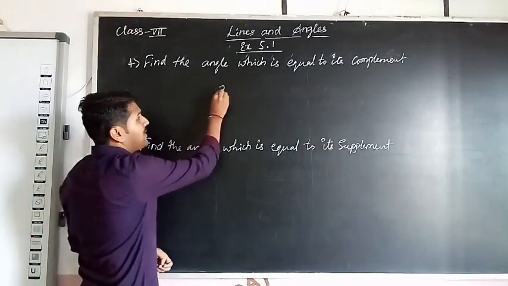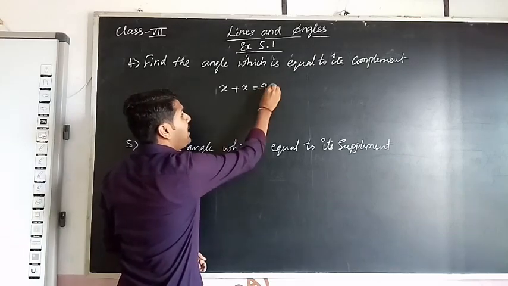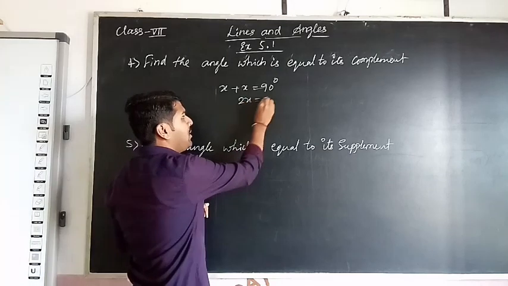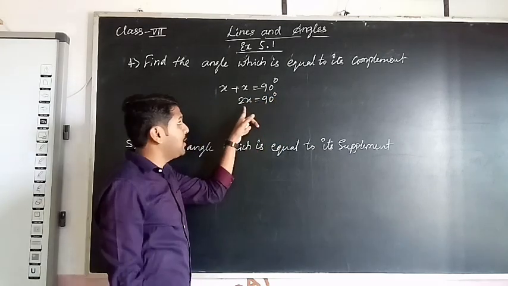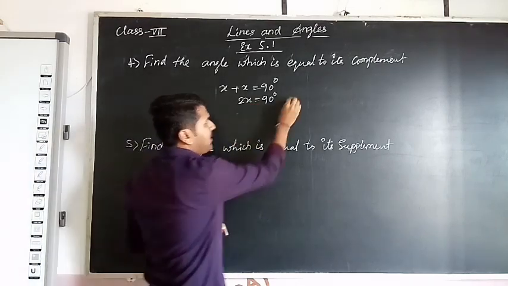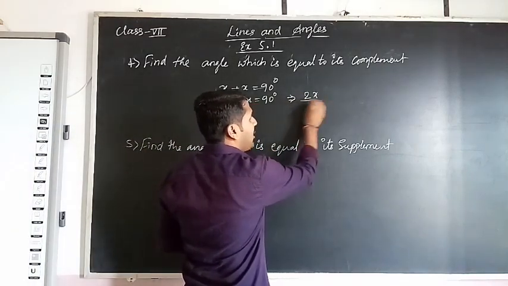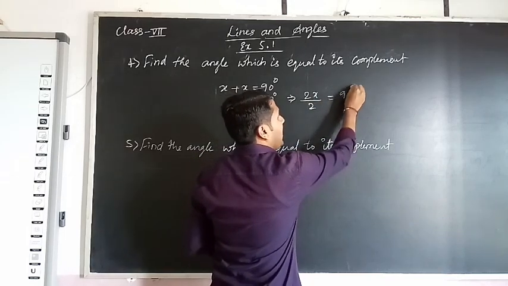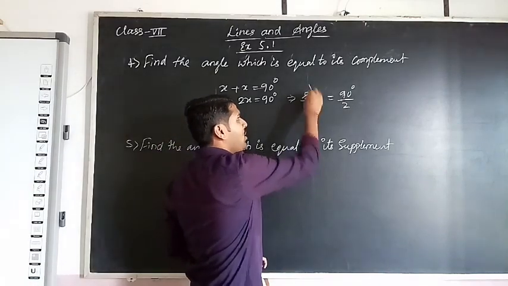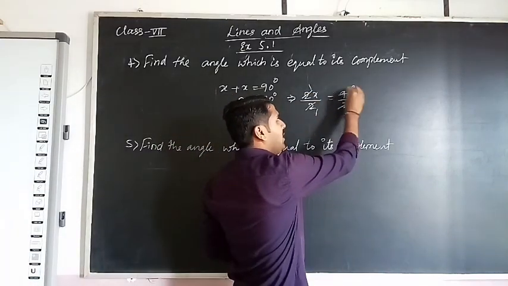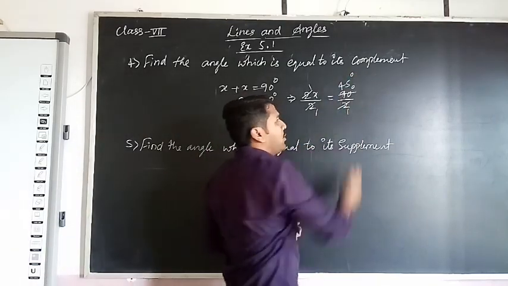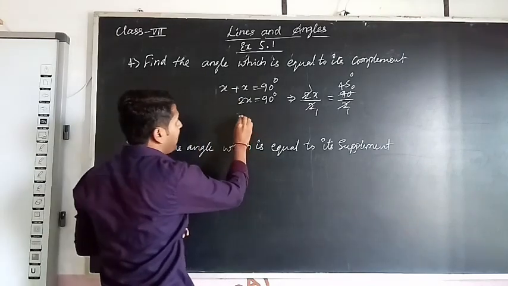So take both angles: x plus x equals 90 degrees. So 2x equals 90 degrees. How to solve this one? Just divide by 2 on both sides. So here 2x is there, no? 2x divided by 2, and here also 90 degrees divided by 2. So just cancel it. 2 ones are 2, 2 fours are 8, 1 remains, 10, 2 fives are 10. So what is the answer? 45 degrees.